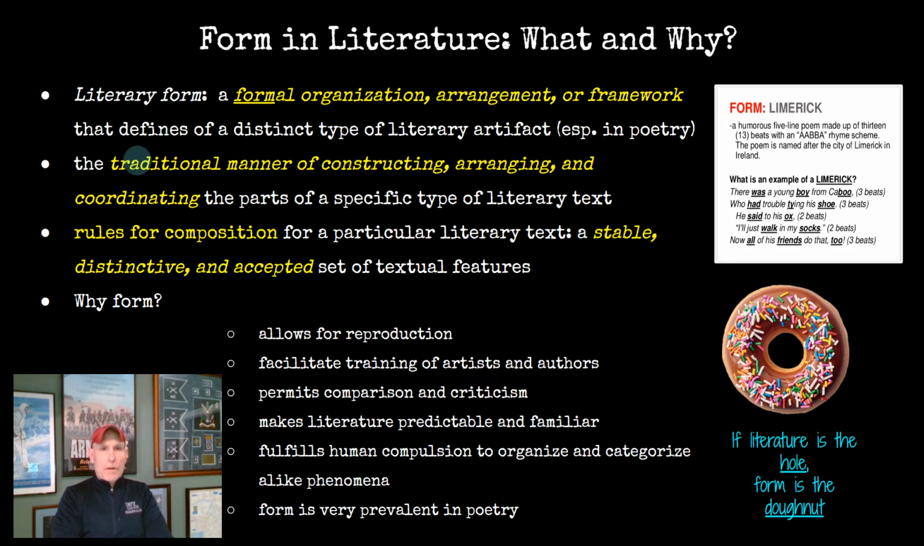Forms are traditional. They are established by poets and then reproduced. They are enduring constructions, arrangements, or ways to coordinate various elements, whether they be textual or thematic, in a literary text. There are also rules. If a poem, for example, doesn't follow the established rules for a sonnet, essentially it's not a sonnet. If you follow the rules, you'll reproduce the form. And these rules stay stable, they're separate from others, and they're accepted by authors and readers.